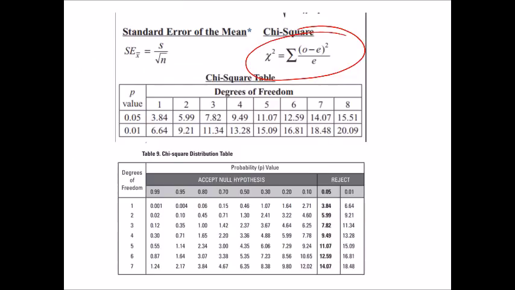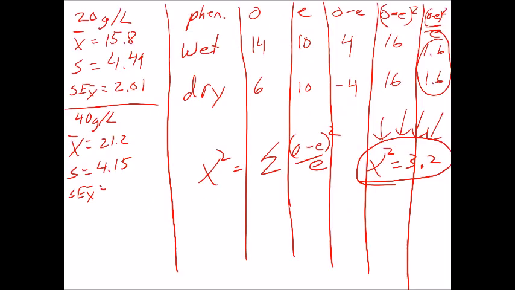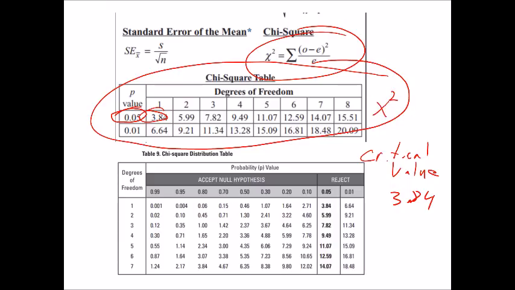So let's use the critical value approach first. So here is a chi-square table. In the example that we just worked, we had either wet or dry, 2 categories, which means we have 1 degree of freedom, because our degrees of freedom are 1 less than our number of categories. We work at a probability level of 0.05. So our critical value was 3.84. That came from our table. Again, our chi-square statistic was 3.2.